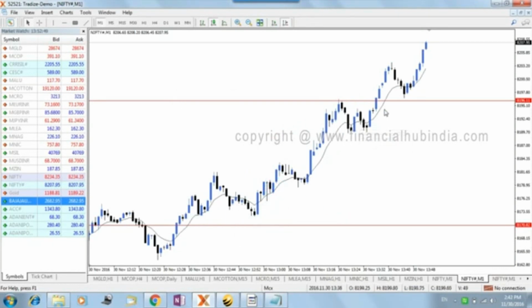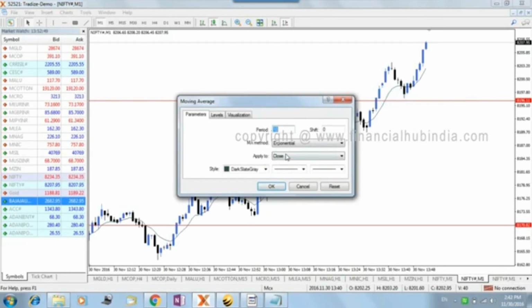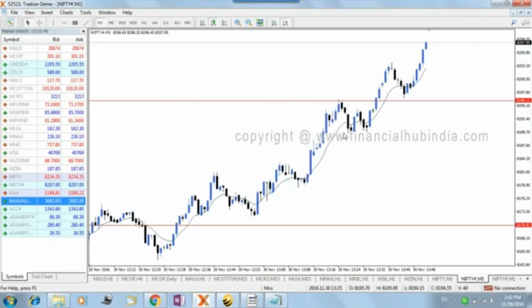This line is based on the last 10 candles' closing prices. You can see the formula here, apply to closing. If you wish, you can take the opening prices, or the indicator can be based on high or low or other things. There are different methods: simple, exponential, smoothed, or linear weighted moving averages. Right now this line is drawn based on the last 10 days' closing prices divided by 10. That is the basic formula in this indicator right now.